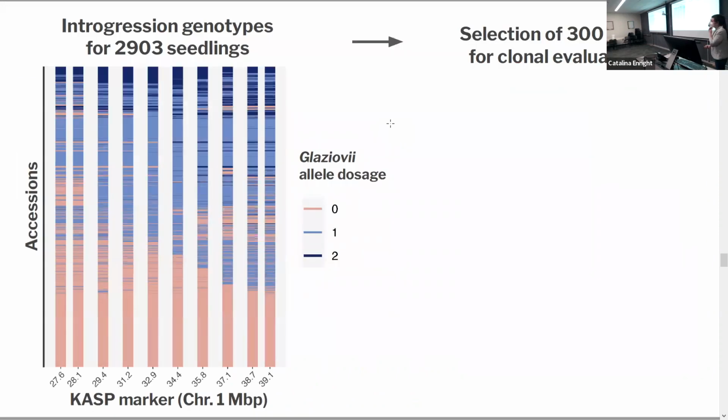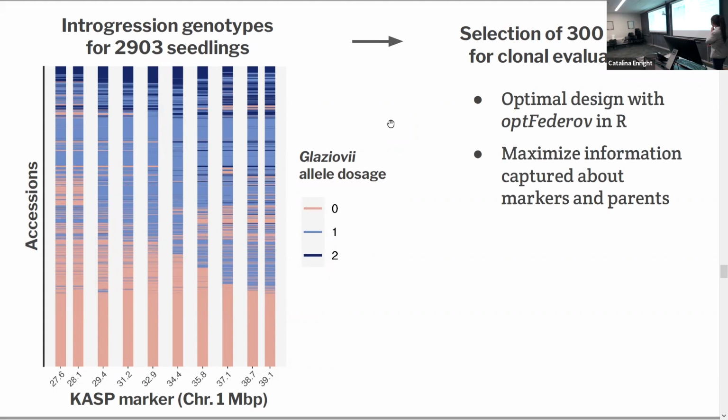And so to evaluate yield next, we needed to select 300 individuals from the population of about 3,000 that would represent the genetic diversity present in the introgression and seedling nursery, so that we can replicate those individuals and get better measurements for their yield in clonal trials. To pick the 300 from the 3,000, I used an optimal design algorithm with the opt-Fedorov package in R. This algorithm picks a subset of individuals that captures the maximum amount of information about the marker effects and the parent effects.